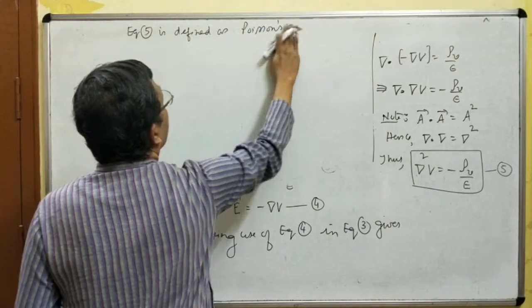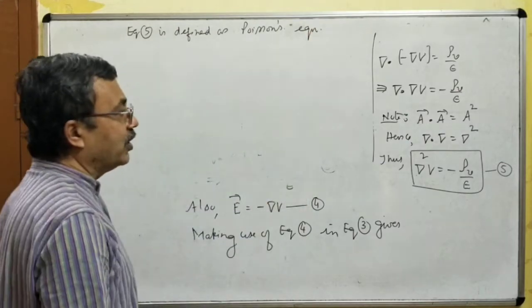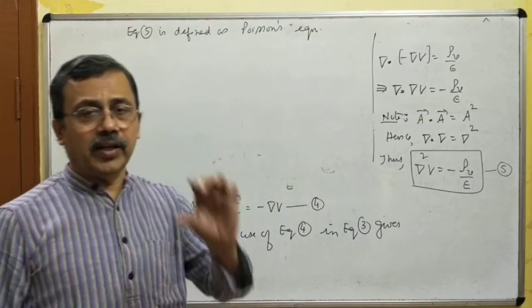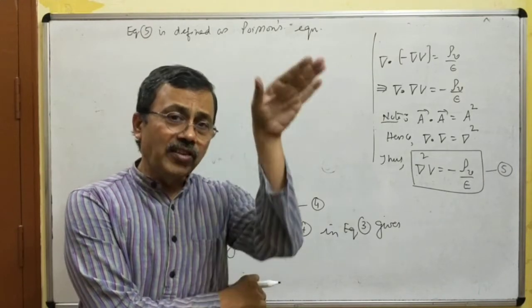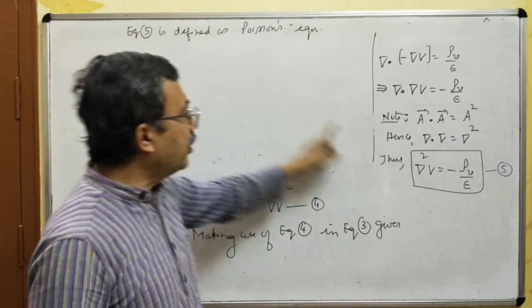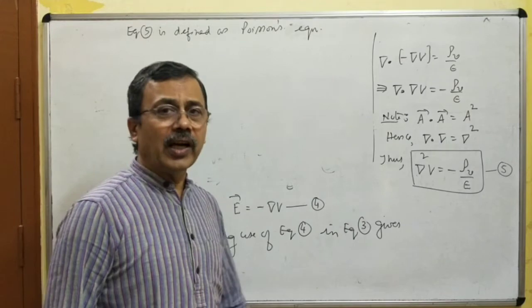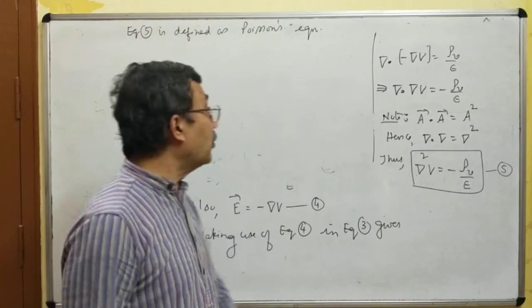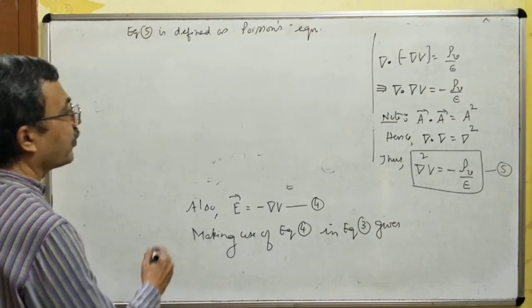Poisson's equation is used for finding potential distribution. If you want to find how potential varies in the depletion region of a diode, you have to make use of this equation. When I do problems, I will take some practical examples and tell you. Equation 5 is known as Poisson's equation.